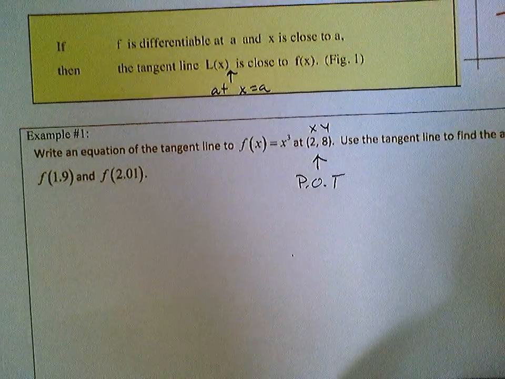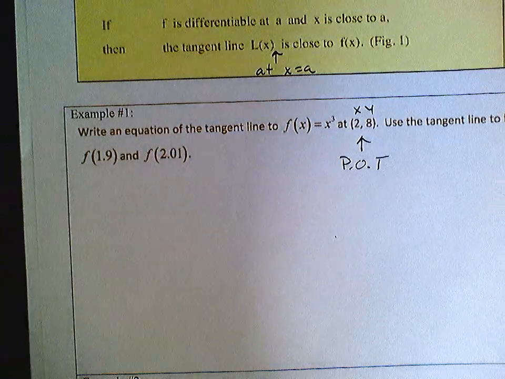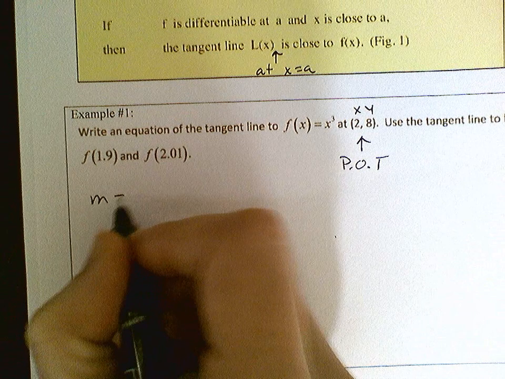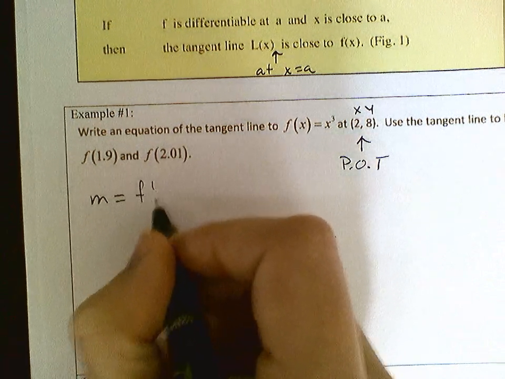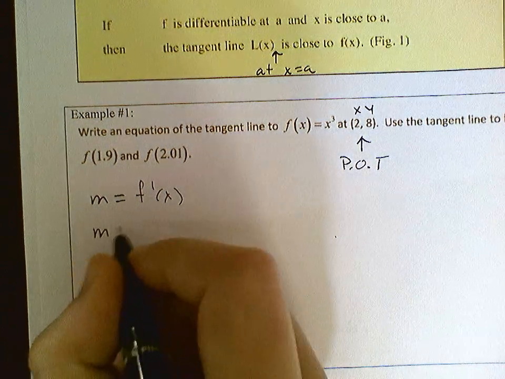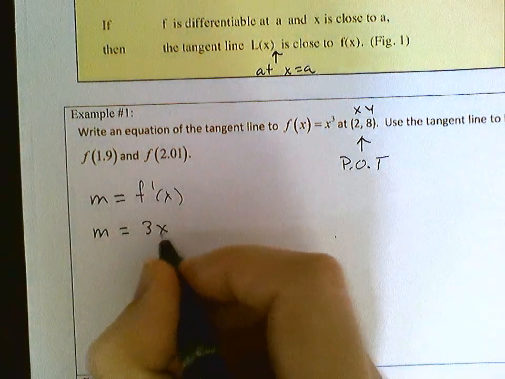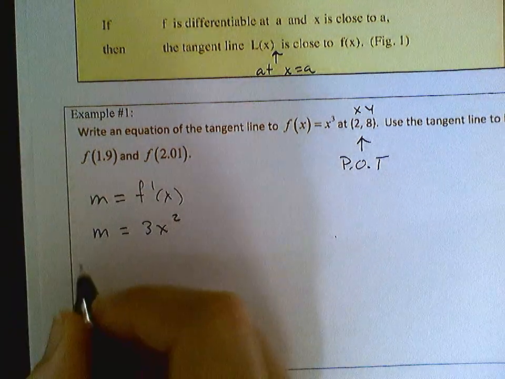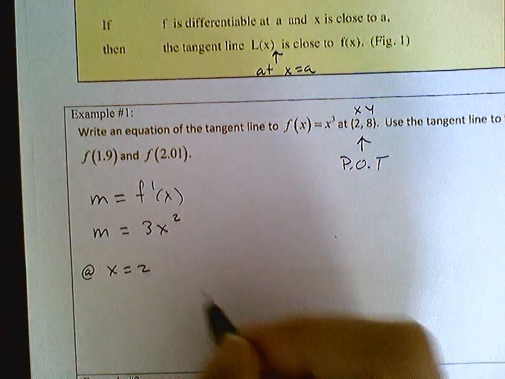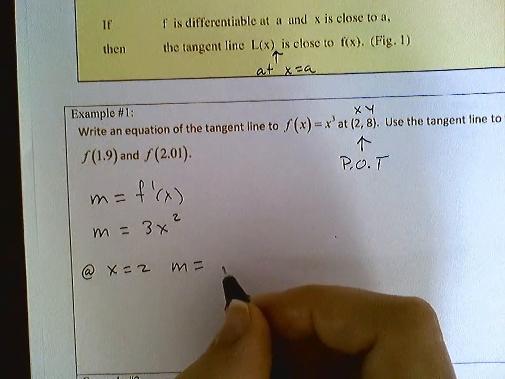So I need to know the point of tangency, which I do, and I also need to know the slope of my tangent line. Well, what's another name for the slope of the tangent line? The derivative. So I'm going to go over here, I'm going to say m equals f prime of x. So m equals 3x squared, just using the power rule. So at x equals 2, that would be the x value for the point of tangency, m equals 12.